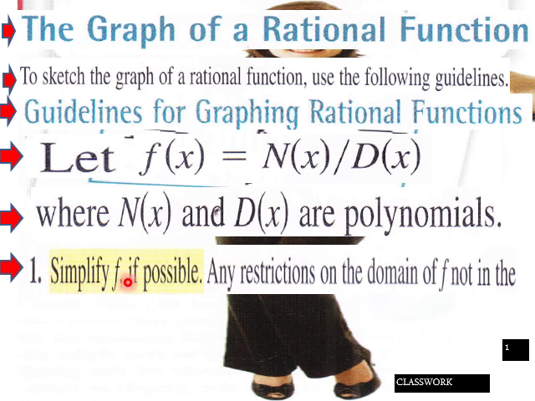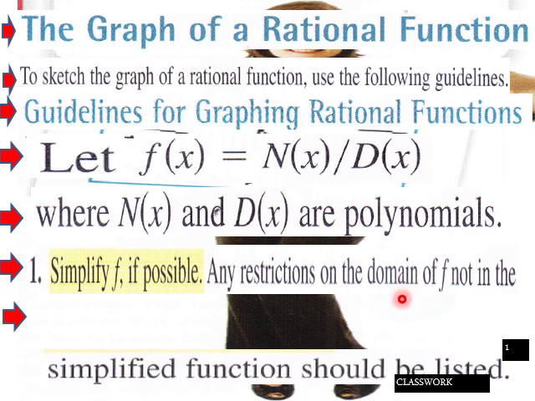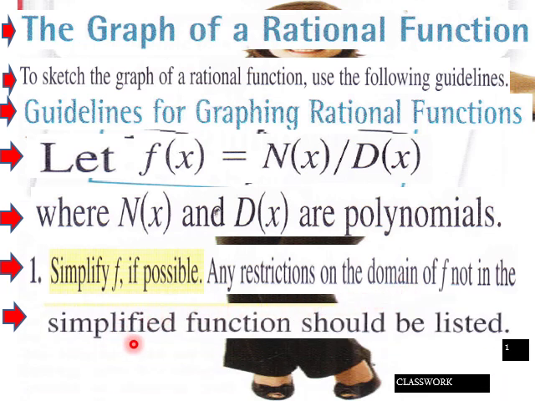Number 1, simplify f if possible. So any restrictions on the domain of f not in the simplified function should be listed. So basically this is your numerator, and then this is your denominator here, where both n of x and d of x, numerator and denominator, are polynomials. Simplify it if possible. If you can factor, go ahead and do that.